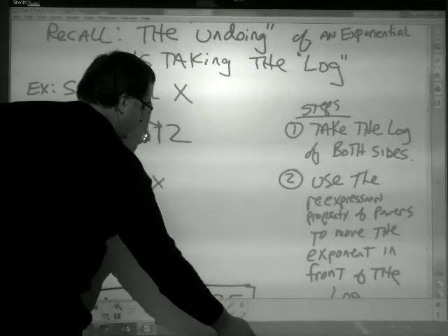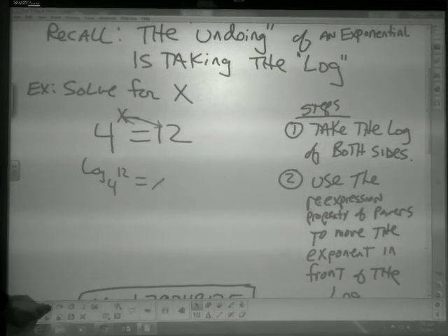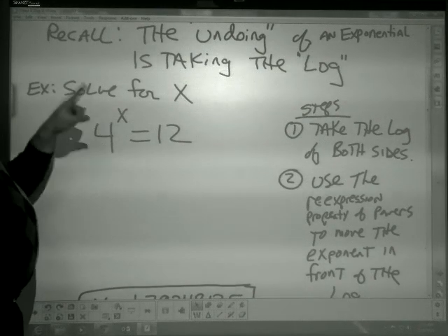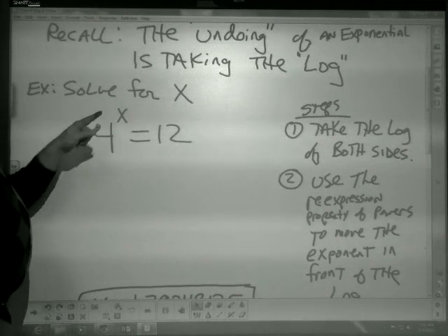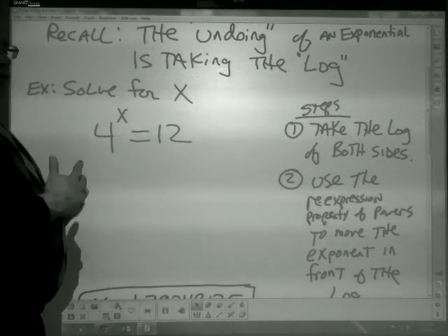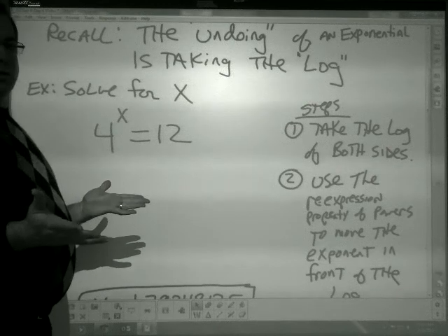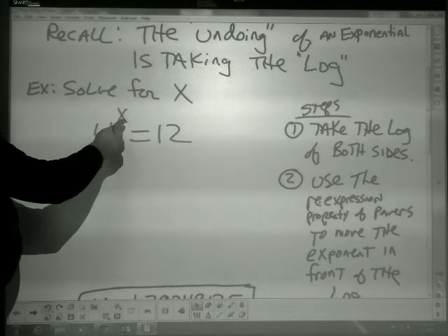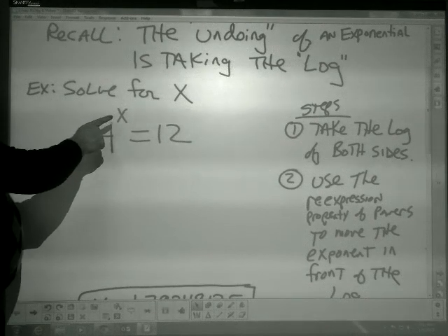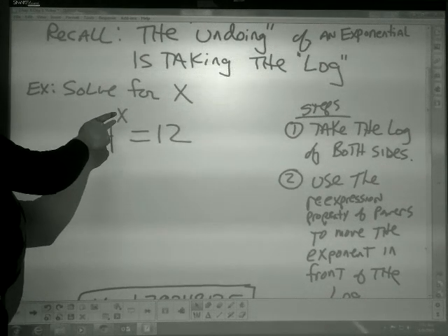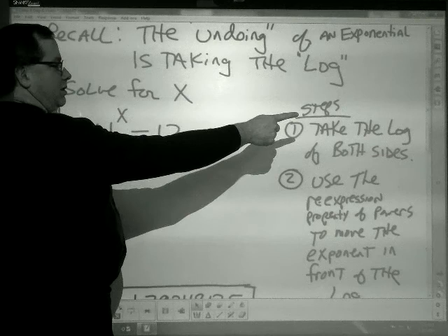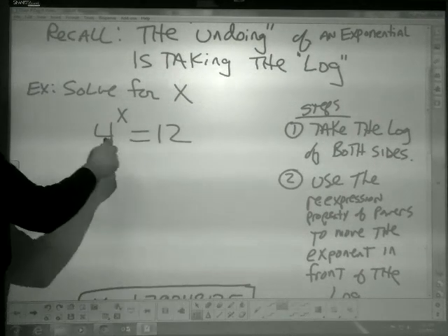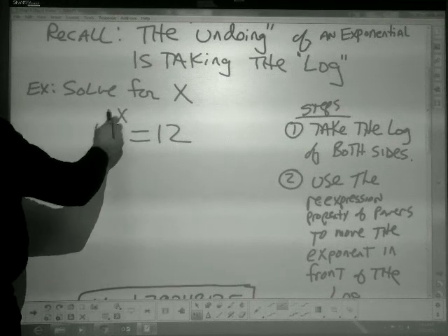And because of that, we're going to take the following approach. We're going to undo this by taking the log. Just like when we took the square root to undo a square, you have to do it to both sides. So when you see an exponential problem and your variable is the exponent, you can undo that by step 1, take the log of both sides.